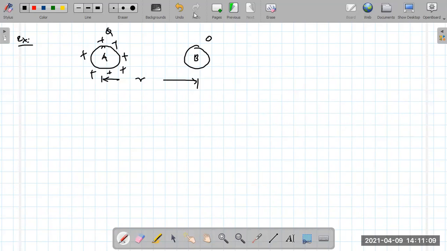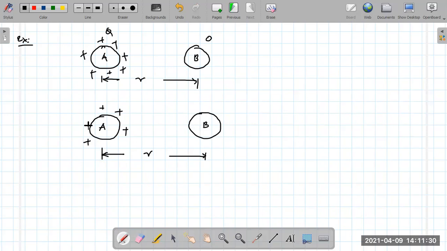Now what we want is to simply redistribute the charge among A and B. These are identical spheres. If I want to redistribute the charge, the question is in what manner you have to redistribute it so that the force is maximum.